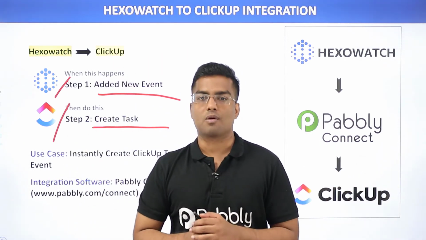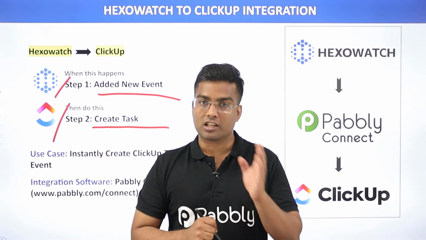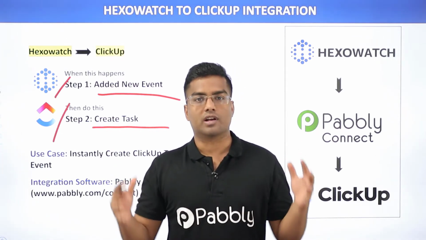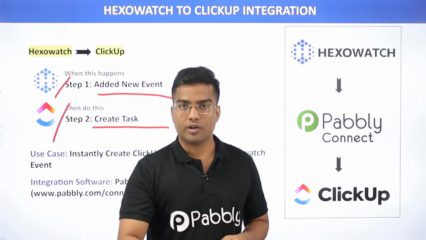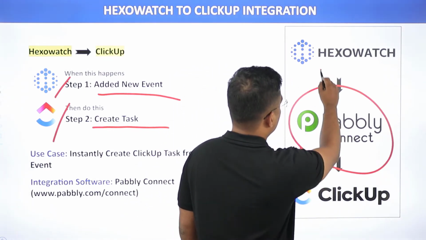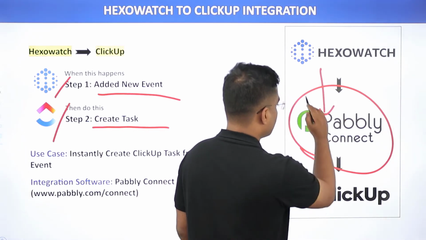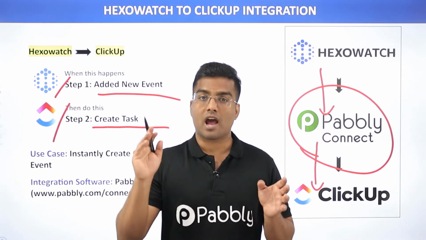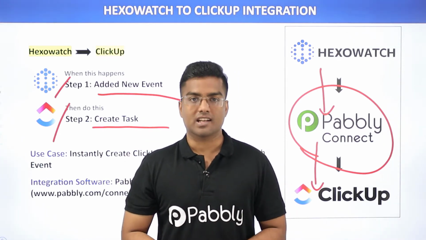But there is one minor problem. There is no integration between Hexowatch and ClickUp. So in cases like these, we need to bring a third app to connect them both. In this video, we will be using Pabbly Connect to integrate Hexowatch and ClickUp. And the best part of using Pabbly Connect is there is no need for coding skills and programming knowledge. It can be done easily. Let me show you on my screen.